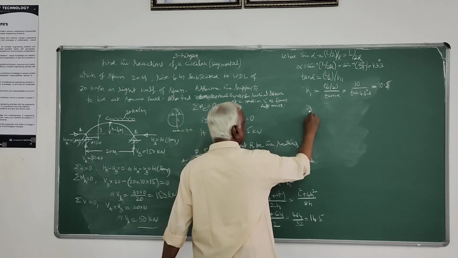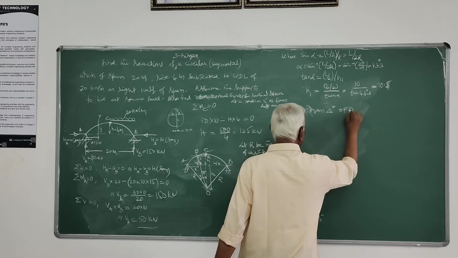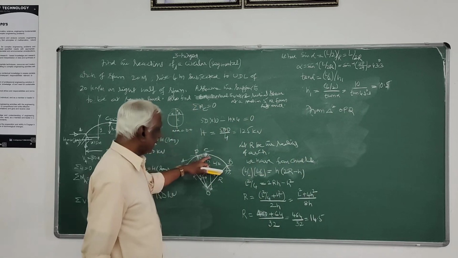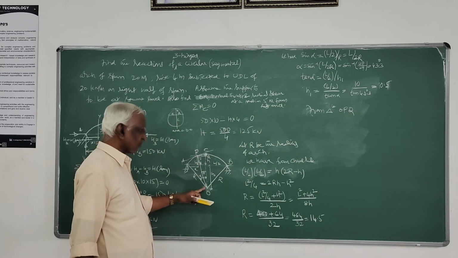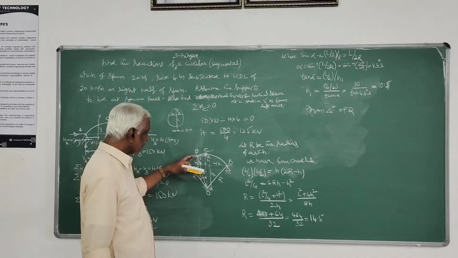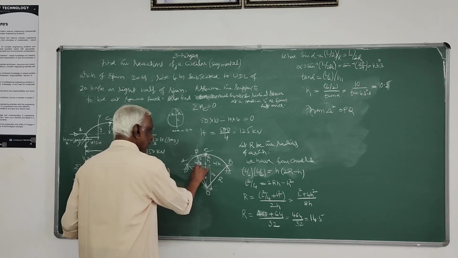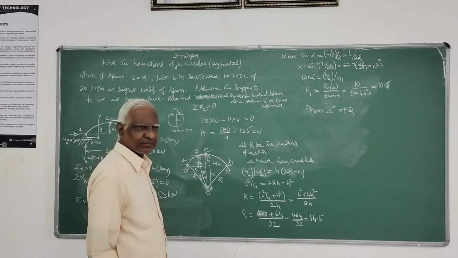From triangle OPQ, if you take OPQ, this is R square, this is H1 plus Y whole square, and this is your distance L by 2 minus X.